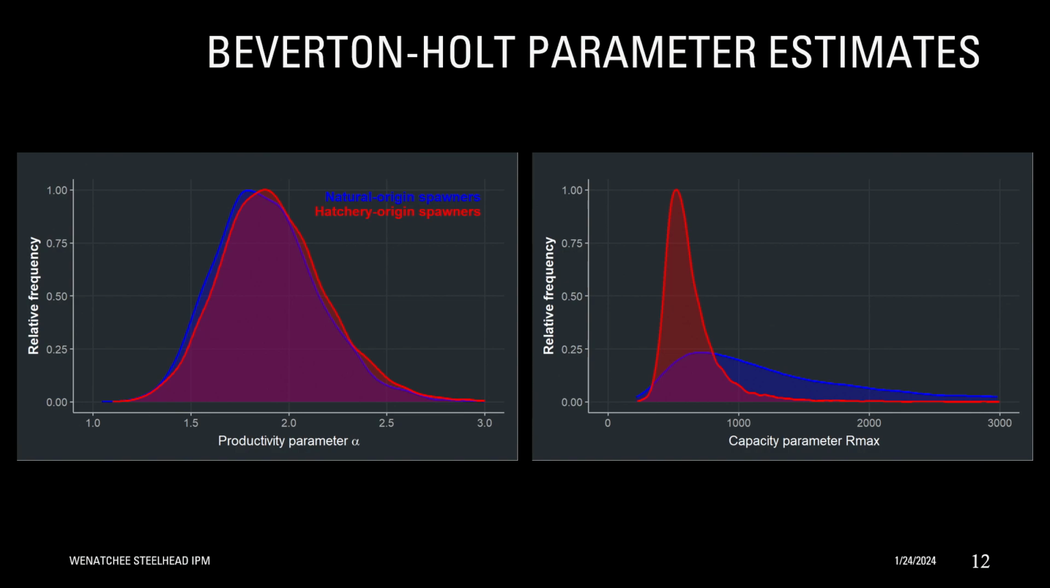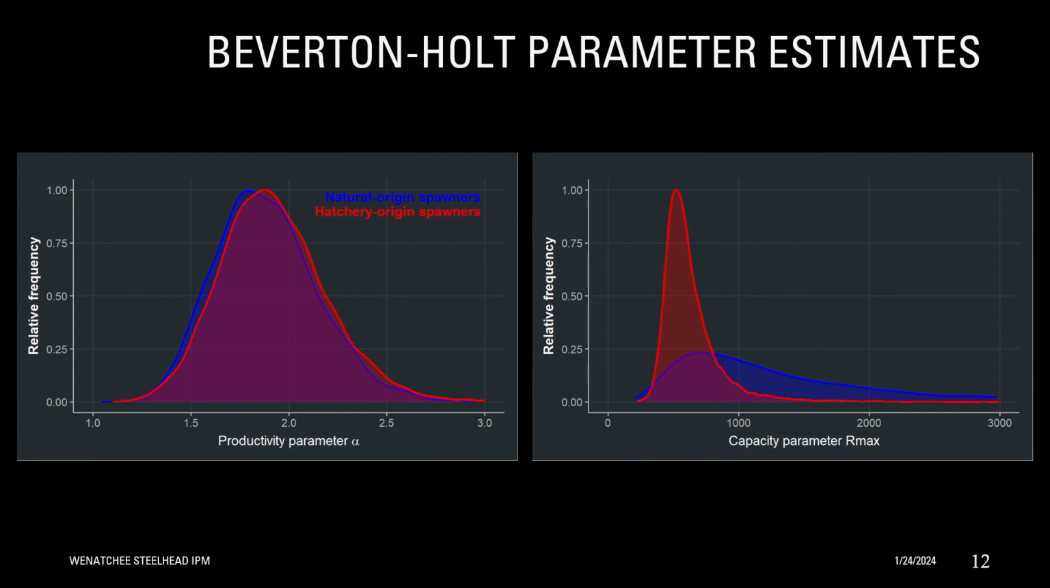We're actually representing the productivity and capacity parameters as probability distributions with a range of possible values weighted by how probable they are. Red shows the parameter distributions for hatchery origin spawners and blue for natural origin. On the left, you can see that there's almost no difference in the estimated productivity parameter between the two, but the capacity parameter on the right is substantially higher for wild fish. However, there is quite a bit of uncertainty around that estimate because we don't have very many years with high numbers of natural origin spawners.